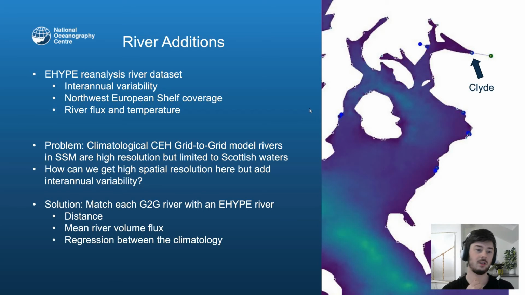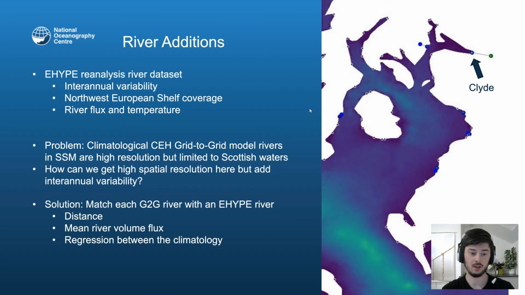Changes to the river dataset. We've updated to the eHype Reanalysis river dataset, which has interannual variability. It has coverage over all of the Northwest European shelf, and as well as river flux, it also has river temperature. One of the downsides of this eHype dataset compared to the CEH grid-to-grid model rivers that were in the Scottish Shelf model is that it's lower resolution spatially in Scotland and Northern Ireland. So how can we get the high spatial resolution and interannual variability here?